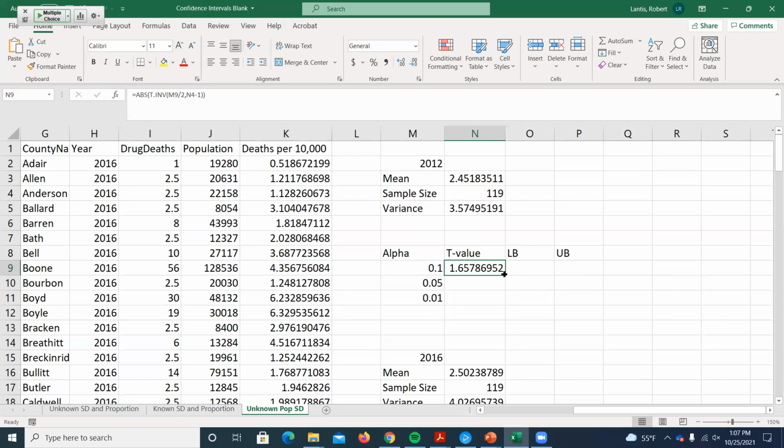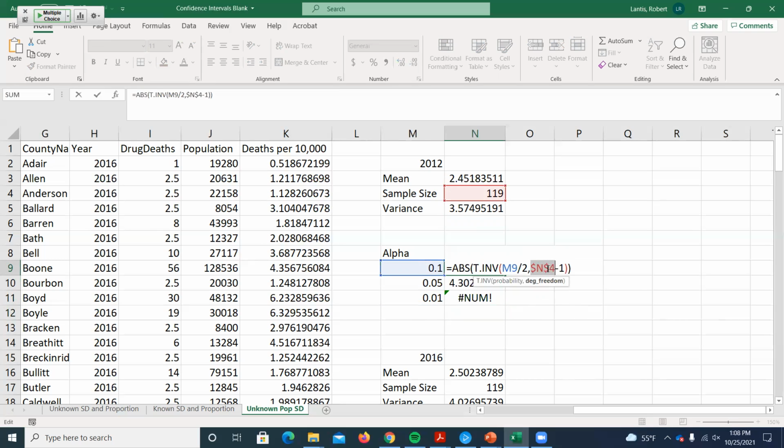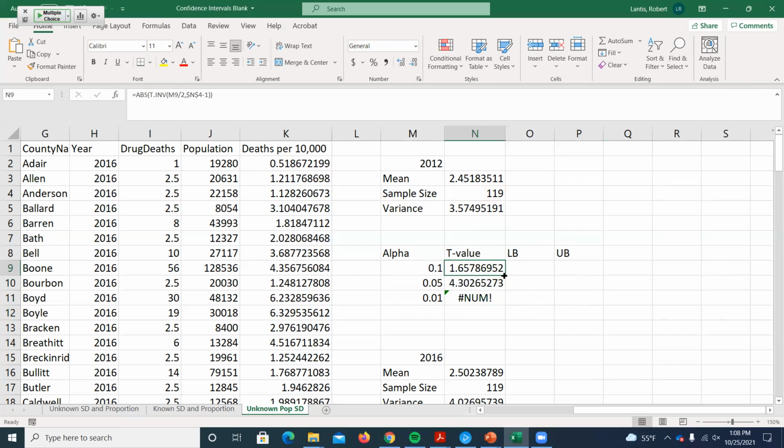Now, unlike the standard normal, one problem is I used to just be able to copy these down. We got some bad things happening here. Why is that the case? Oh, because my sample size wasn't changing, right? So I'm going to freeze that sample size cell reference using F4 or Command T on a Mac. Now when I copy this down, I've got my 3 t-values for the 3 different confidence levels that I want to create confidence intervals for. Questions here? Shouldn't be anything crazy.